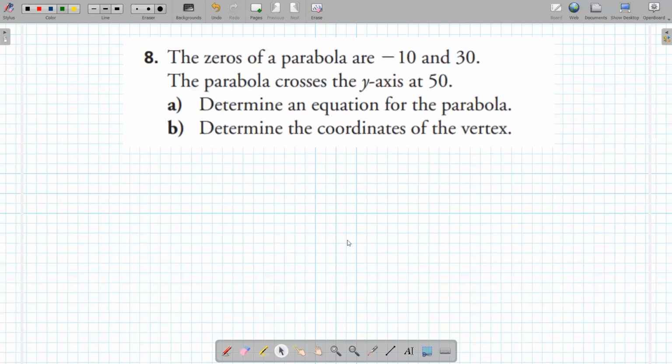Here they've given us the zeros, which means the x-intercepts. And we know the y-intercept as well. It crosses the y-axis at 50. That means that is the y-intercept. Which form of the quadratic should we use here? It's asking us to come up with an equation. They've given us zeros, remember that. Which form is easy if they give us zeros?